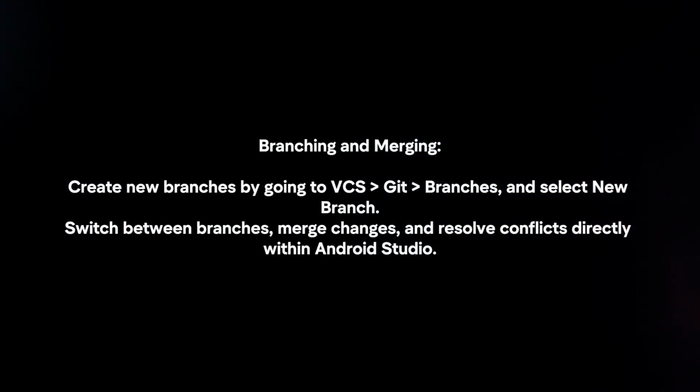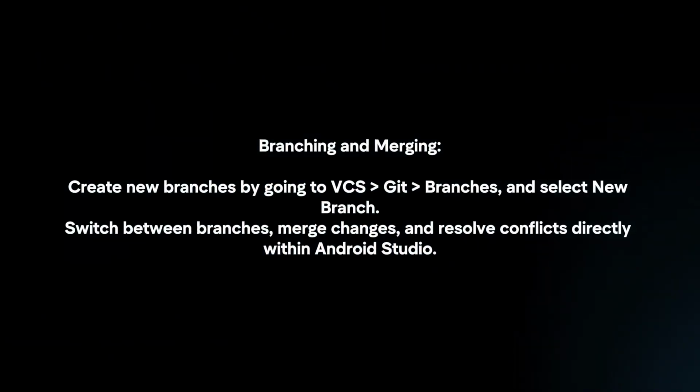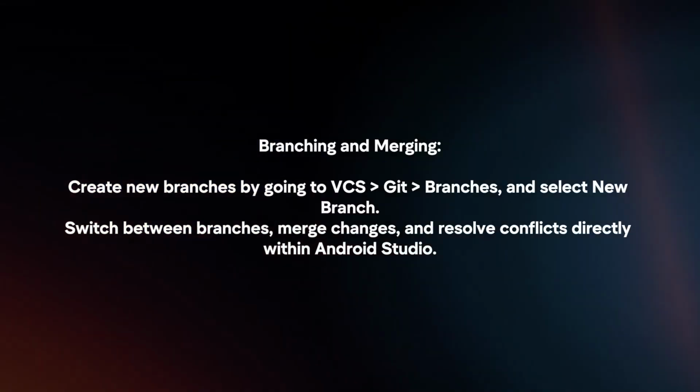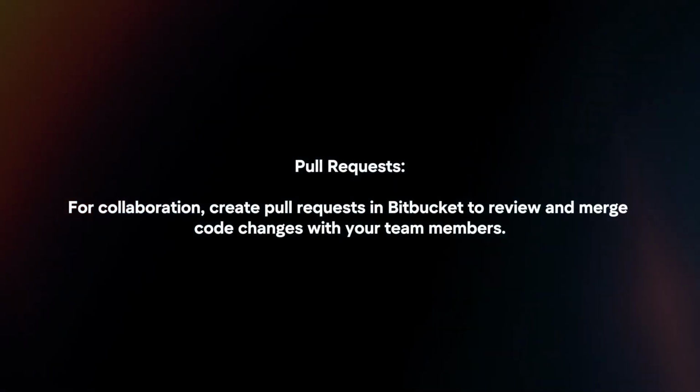Branching and merging. Create new branches by going to VCS, Git, Branches and select New Branch. Switch between branches, merge changes and resolve conflicts directly within Android Studio. Pull request. For collaboration, create a pull request in Bitbucket to review and merge code changes with your team members.